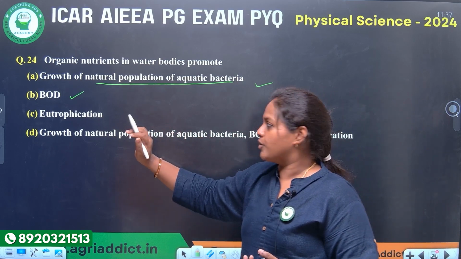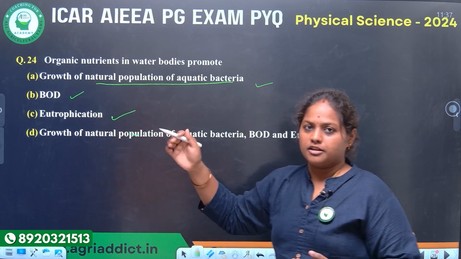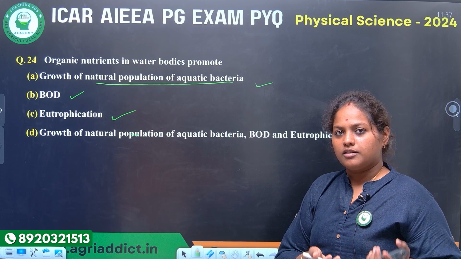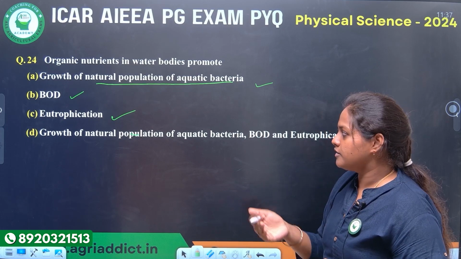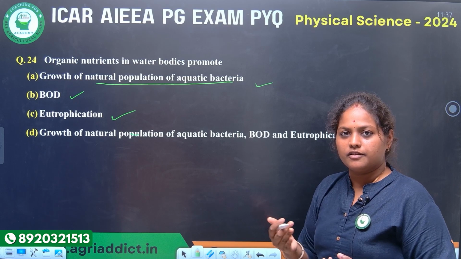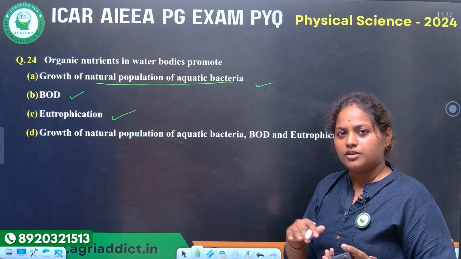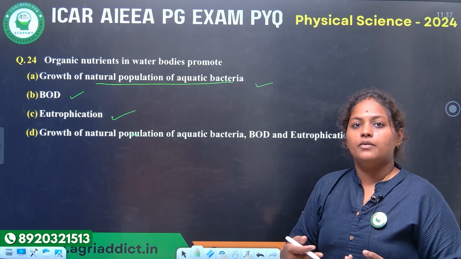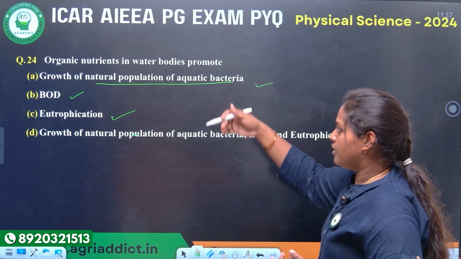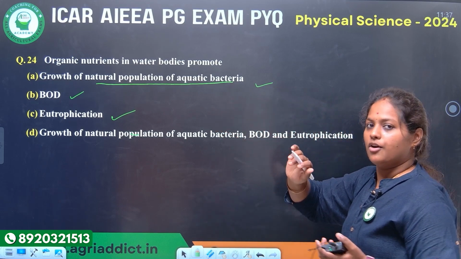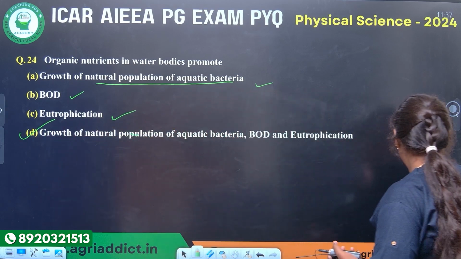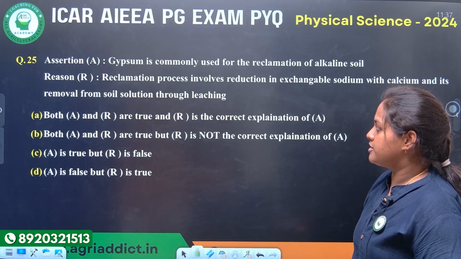That is BOD. Next, eutrophication. Eutrophication also will be caused by excess amounts of phosphatic and nitrogenous fertilizers, due to which the growth of algae and every organism will increase. It will form a layer on the water body, arresting the growth of many fishes and also reducing the quality of the water body. So, all 3 will be promoted by organic nutrients. Answer is option D.